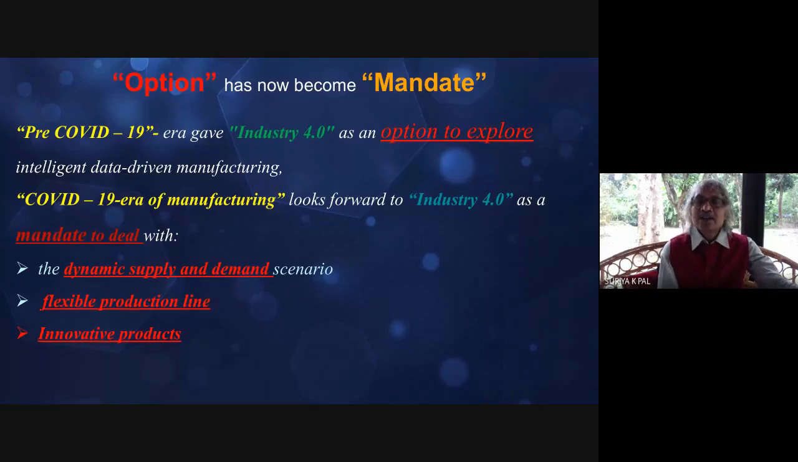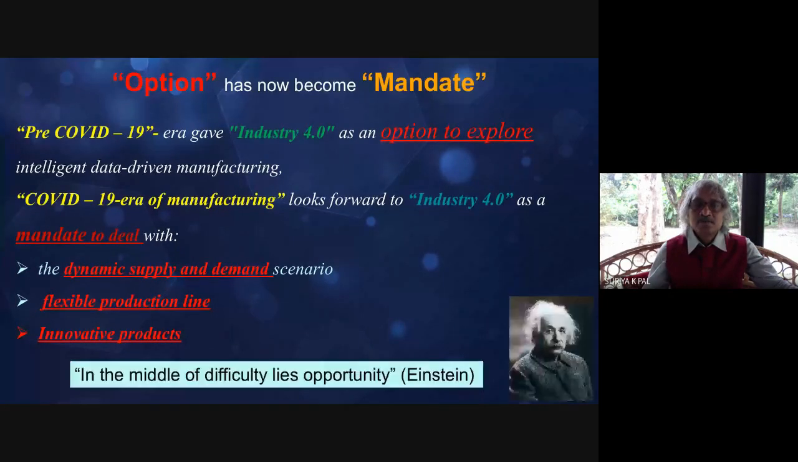So the industry has to look forward to adopting Industry 4.0 as quickly as possible to deal with the dynamic supply and demand scenario. To have a flexible production line, as I mentioned, producing different products simultaneously using the same infrastructure, so that the product becomes smarter. That is, the innovative products.